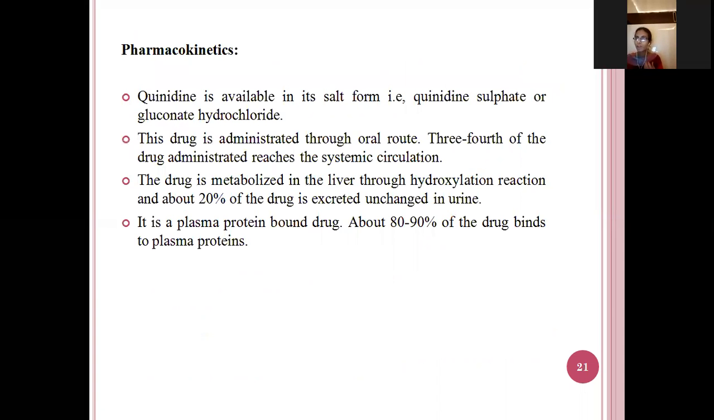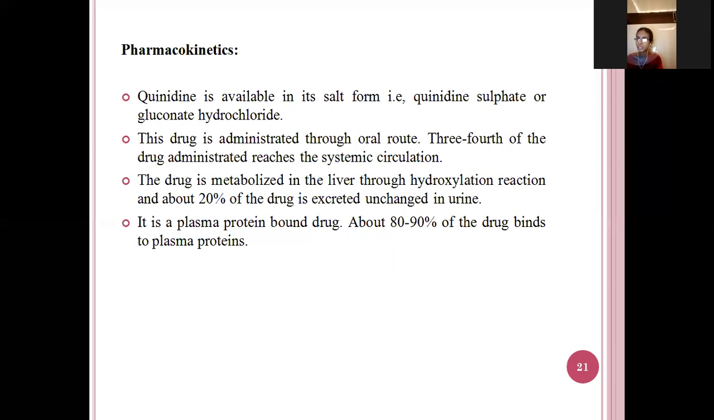Next, pharmacokinetics. It is available in the form of the salt, quinidine sulfate or gluconate or hydrochloride. This drug is administered through the oral route, and three-fourths of the drug reaches the systemic circulation.